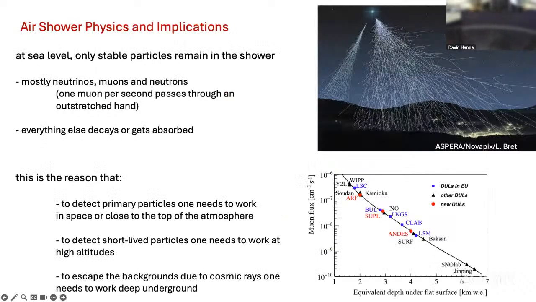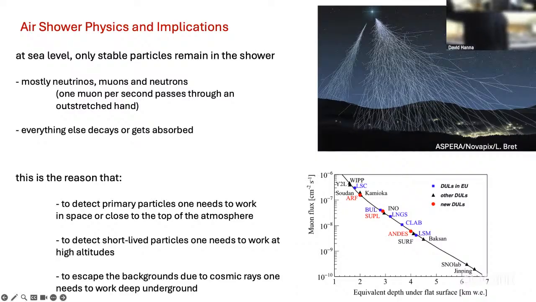So here's the air shower physics and its implications. Now we know that high-energy particles come in, hit the upper atmosphere, and engage in all kinds of interesting nuclear and particle physics interactions. So you end up with a giant spread of particles coming down on the ground. When you come down to sea level where we are, everything is either a muon or a neutrino, and everything else has decayed or been absorbed coming through the atmosphere. That's the reason that if you want to detect the primary particles, you want to detect beryllium, which is what we do in HELIX, you have to go up into space or as close as you can get to space, the top of the atmosphere.